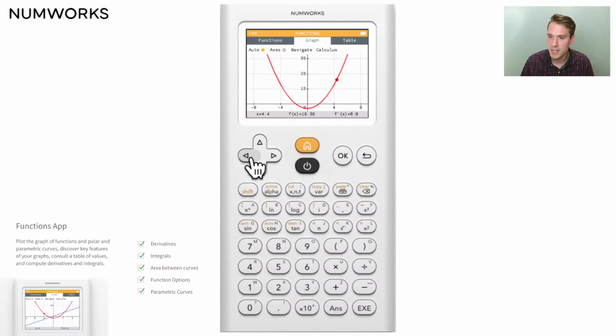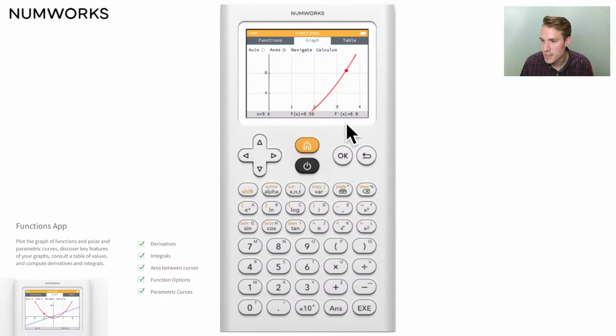If I want to try to be more precise, if I'm looking for a value specifically, one option I can do is zoom in. We can zoom in just by pressing the plus button. And as I zoom in, that step size is going to get smaller. So now my step size is 0.1. My x is going up by 0.1. And I can see the derivative of the function at a point right here.